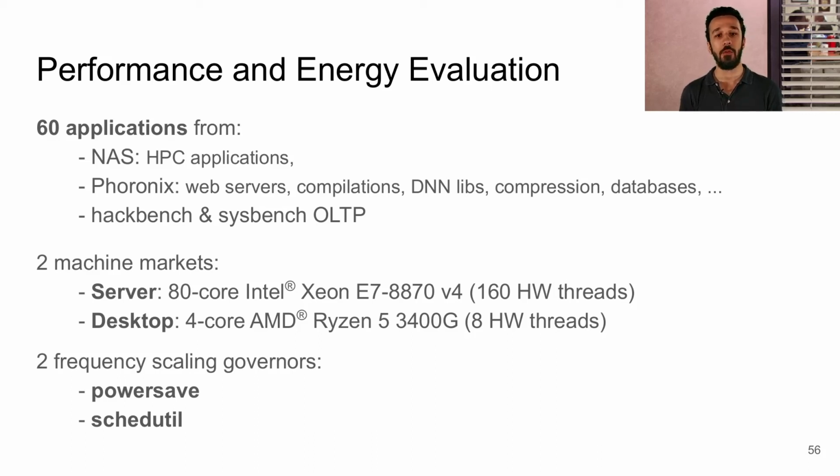We evaluate both performance metrics and energy usage on 2 machines: the 80-core Intel server used in the case study and the smaller 4-core AMD desktop machine. We also evaluate 2 scaling governors, PowerSave and SchedUtil. We want to show that our work is orthogonal to scaling governors in the sense that governors change the frequency to match the load, while we change the scheduling decisions to leverage the frequency of the CPUs.